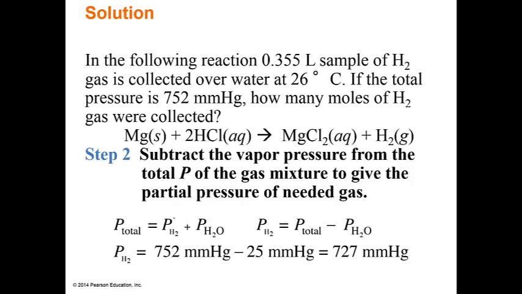All right, so we've got our total pressure, and that's hydrogen plus water vapor giving us our total pressure. We only want to know the hydrogen. So what we have to do is subtract the water pressure from the total pressure, leaving us with the pressure of the hydrogen. That gives us 752 minus 25, leaving us with 727 millimeters of mercury. That is our hydrogen pressure.